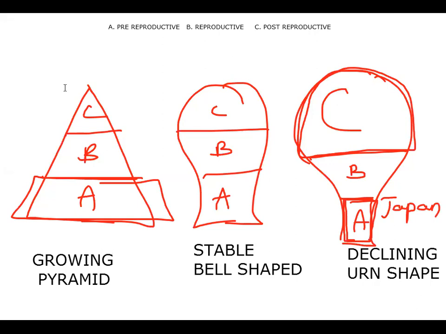At present, their pre-reproductive age group children are very few. So how does it affect? That means working people are less here. These are not working people, old people. And in future, the children are going to be very few. So that hugely affects the country's economy in the future days.